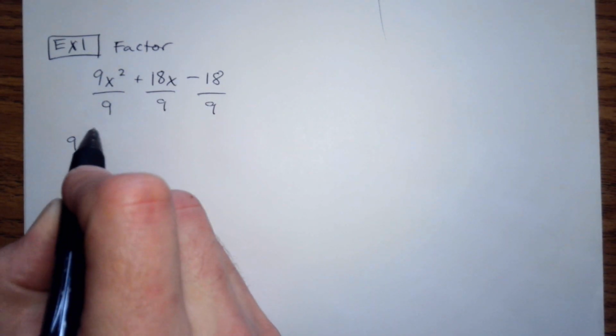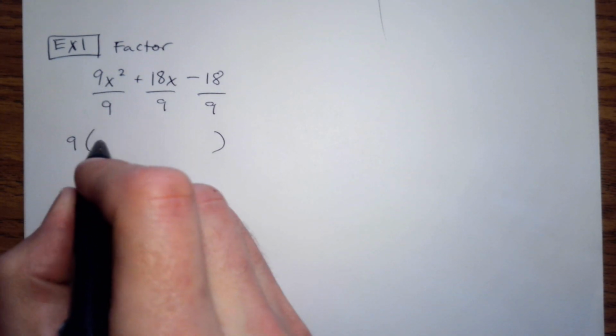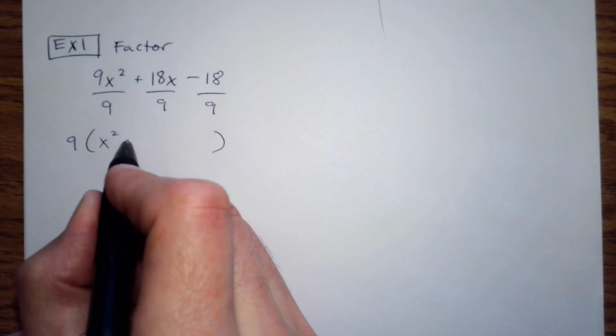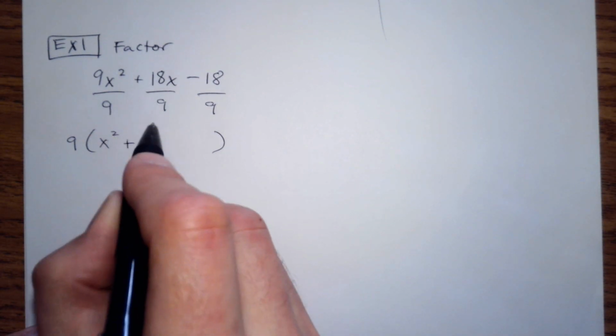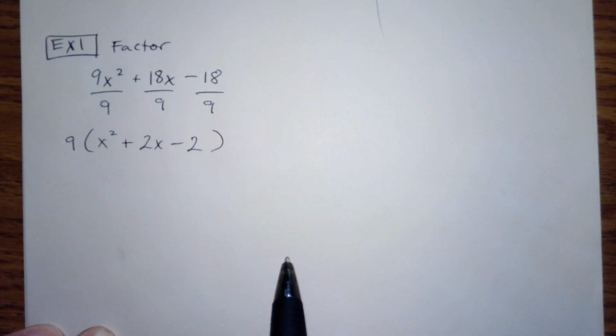That's the greatest common factor there. Whatever you divide by goes on the outside of the parentheses. And then you're left with x squared plus 2x minus 2. And then what do you think you could do?